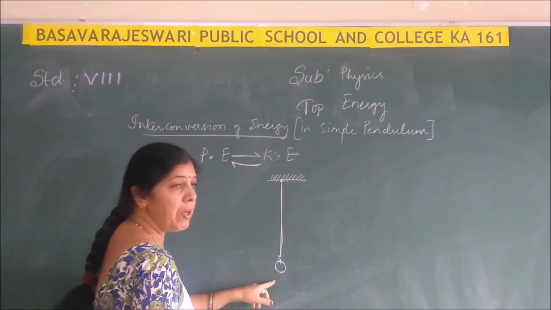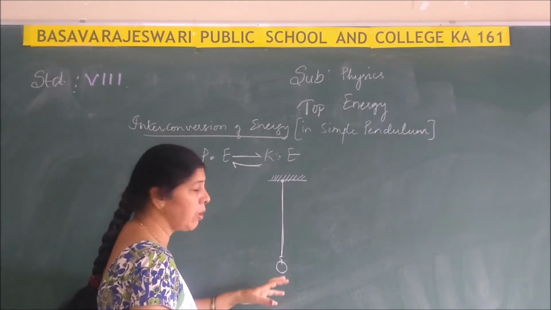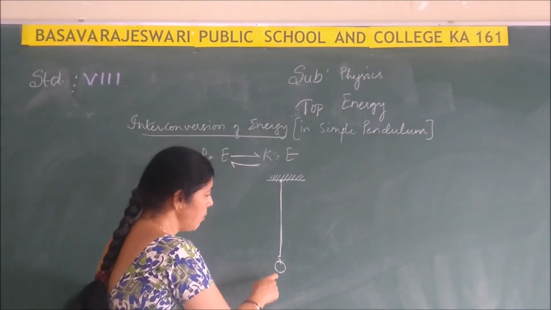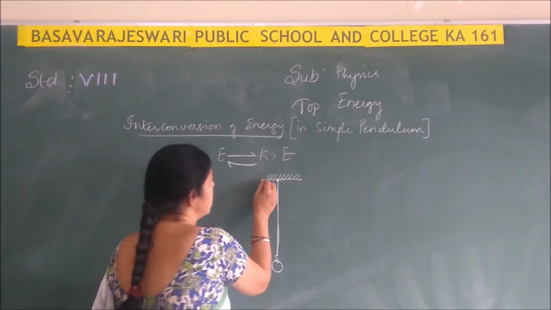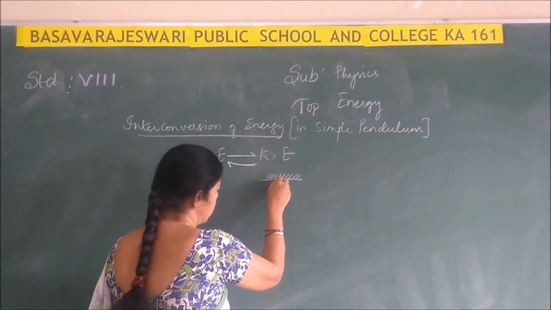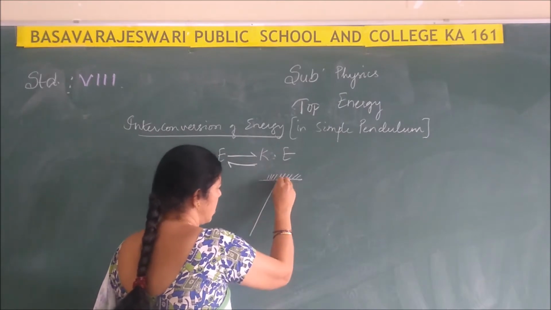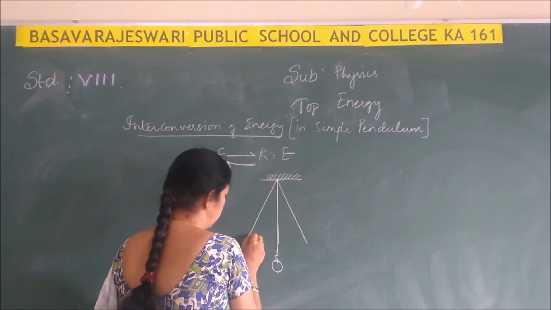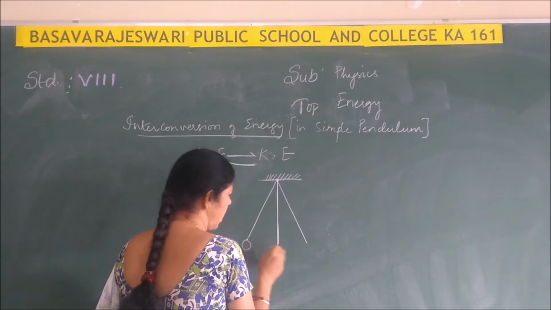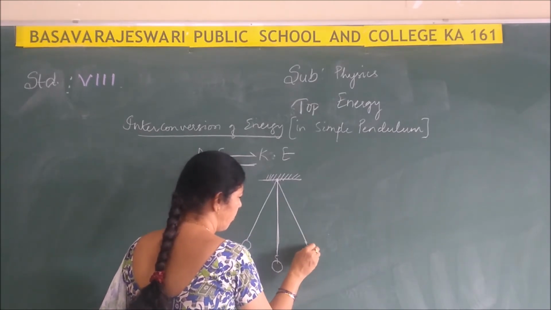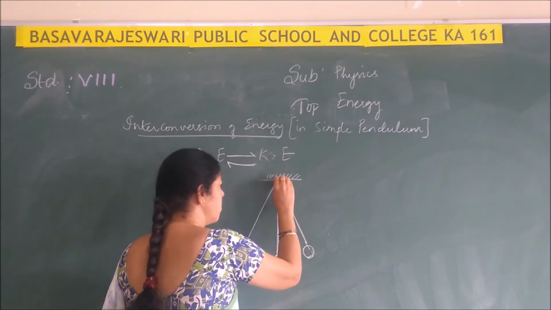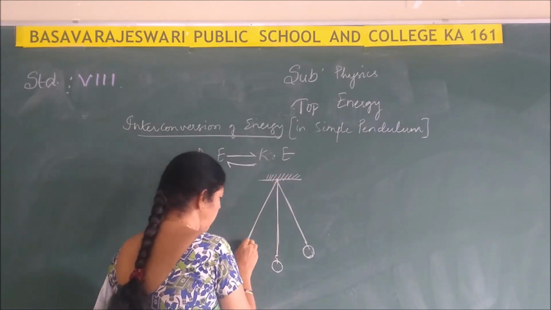Now, this simple pendulum, when it is at rest, we call it the mean position. Suppose you set the pendulum into oscillations, then what happens? The pendulum starts moving, it starts oscillating in either direction, right?